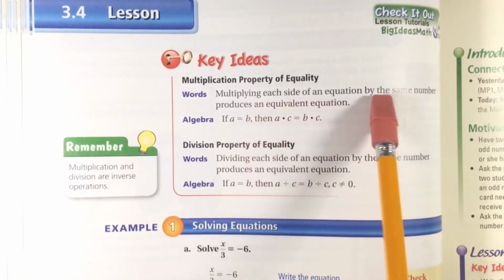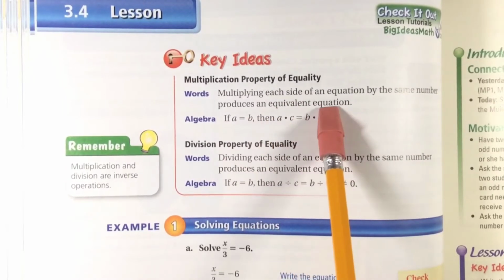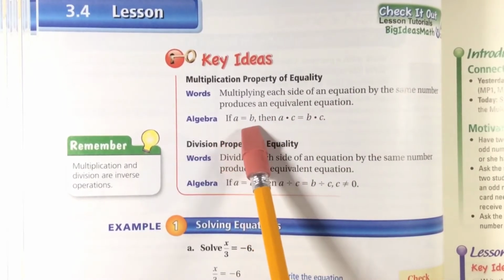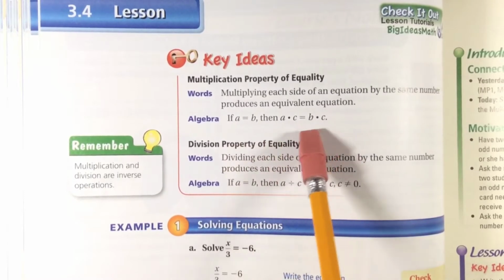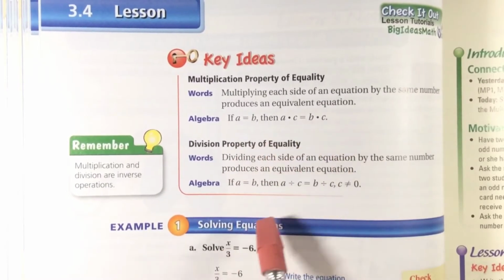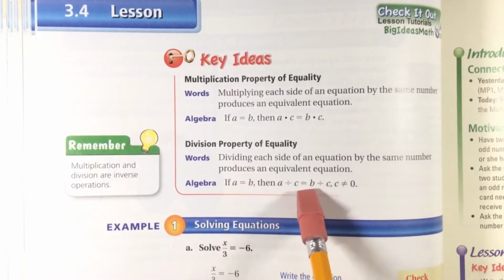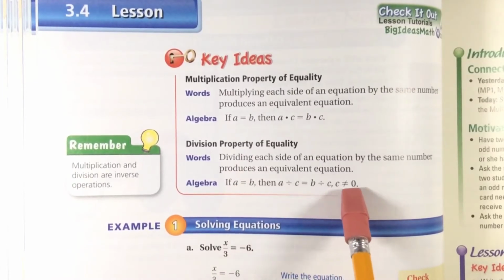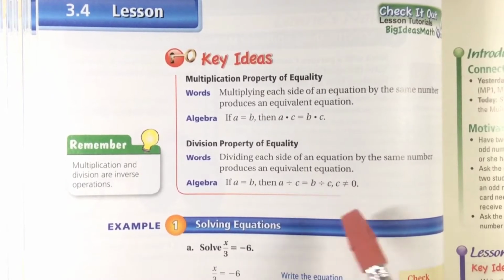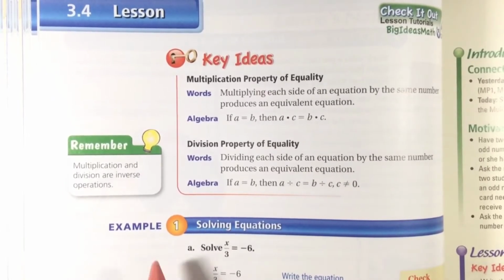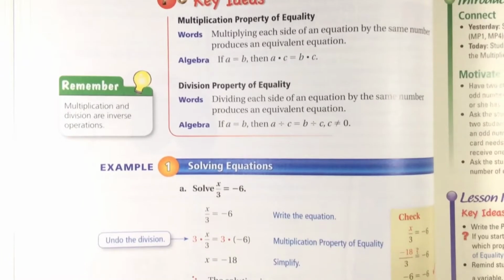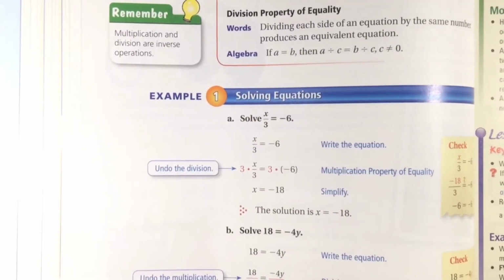Multiplying each side of an equation by the same number produces an equivalent equation. So if A equals B, then A times C equals B times C, because A and B were equal. Same with dividing. If A equals B, then A divided by C equals B divided by C. Of course, C would not be able to be 0 there, because we can't divide by 0. So let's look at an example, to make a little more sense for us.